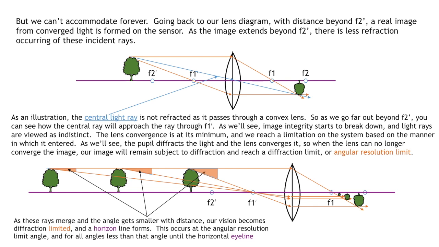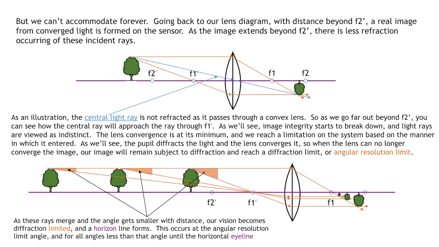So as we'll see, image integrity starts to break down and light rays are viewed as indistinct at a certain point. The lens convergence is at its minimum, and we reach a limitation on the system based on the manner in which it entered. And as we'll see, the pupil diffracts the light and the lens converges it. So when the lens can no longer converge the image, our image will remain subject to diffraction and reach a diffraction limit or an angular resolution limit. And we'll cover that in quite some detail.